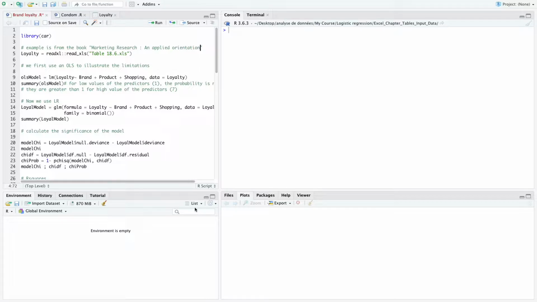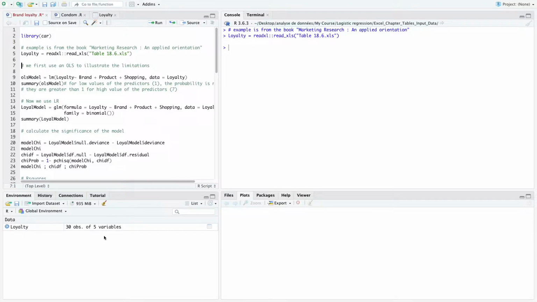It's very simple. Of course, you need to set your working directory first. I'll try to put a link in the description for the file that I used, and I'll also put the whole script on GitHub.